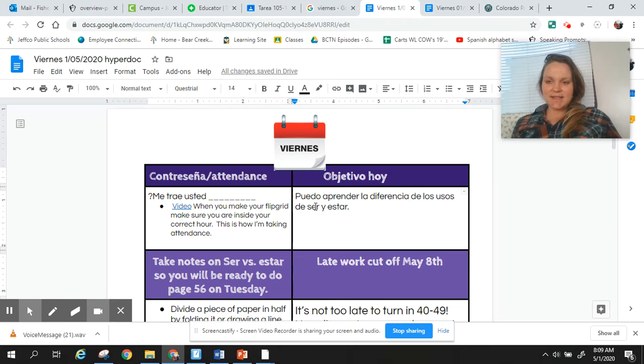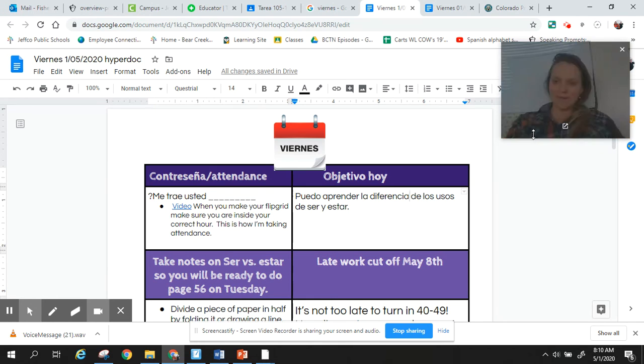Okay, so take a second to get a piece of paper out because I'm going to do a PowerPoint with you guys today where you're going to learn the uses of ser and estar and take some notes. This will be important for you as you are working on your next homework page, which we'll do on Tuesday together. Since it's Friday, we'll just keep it a quick note-taking day. And then Tuesday, we'll pick up with practicing ser versus estar. Okay, get paper out.